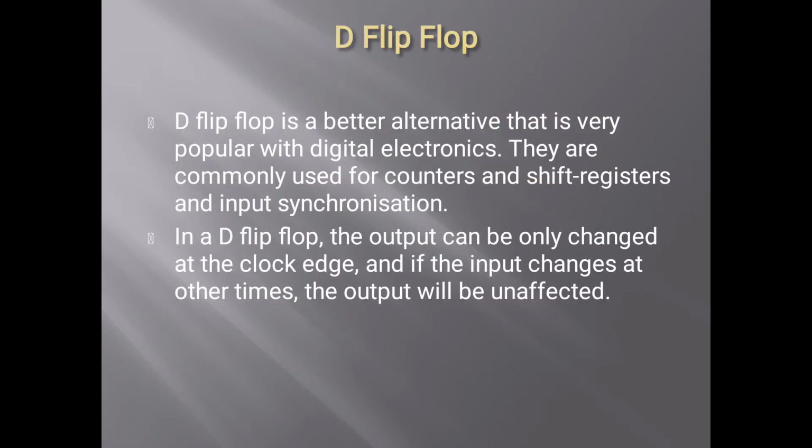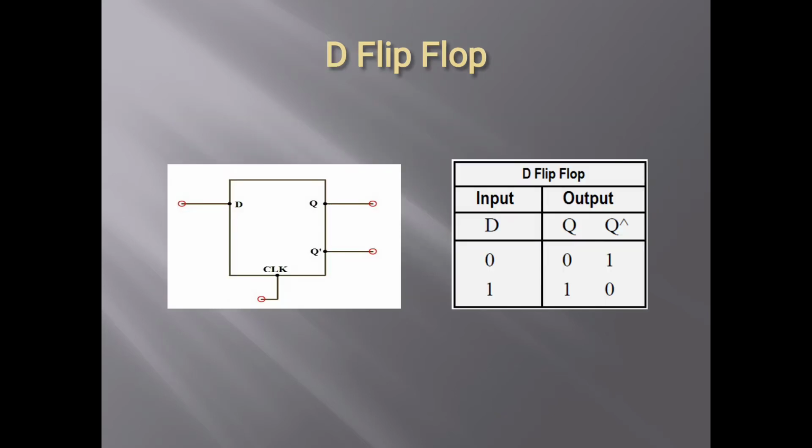Now we have the next flip-flop, that is D flip-flop. Basically, D flip-flop is a better alternative that is very popular in digital electronics. They are commonly used for counters and shift registers and input synchronization. In a D flip-flop, the output can only be changed at the clock edge, and if the input changes at other times, the output will be unaffected. Now here's the diagram of the D flip-flop.